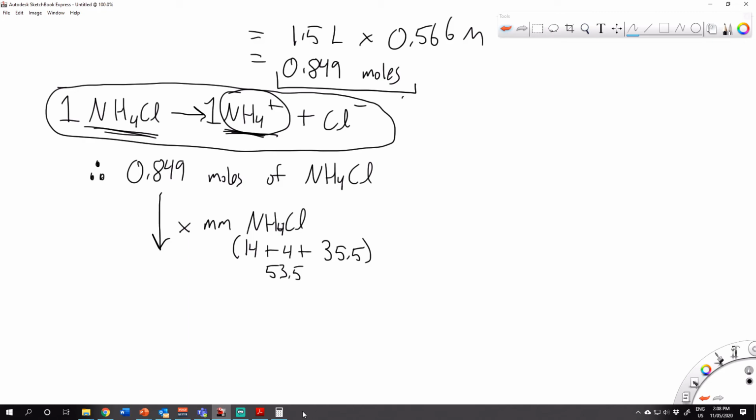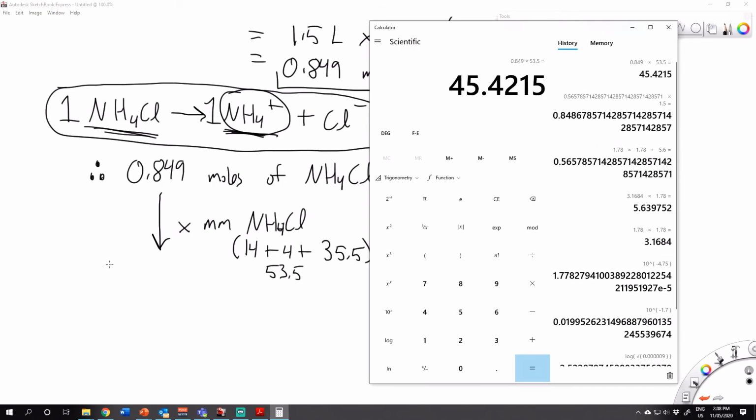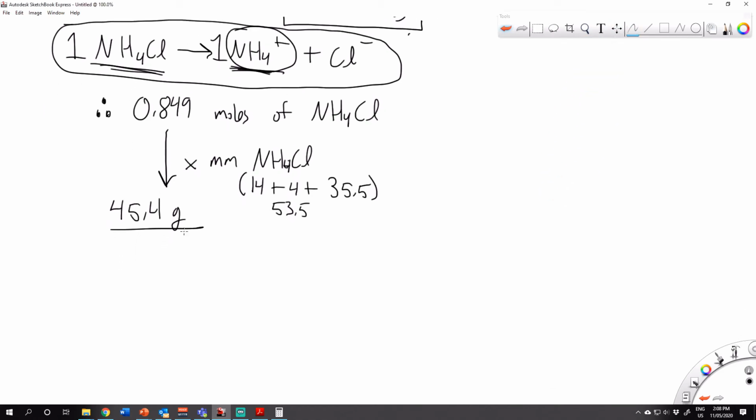So take our moles, 0.849 times the molar mass of 53.5, and we get a mass of 45.4 grams. And I think we only need two significant figures, so 45 grams NH4Cl.